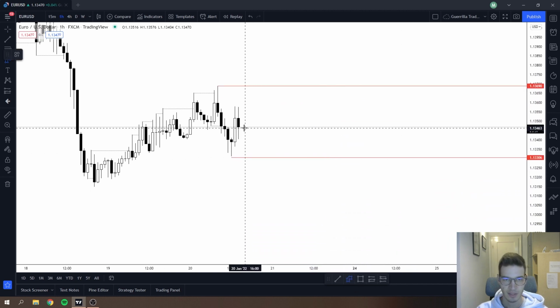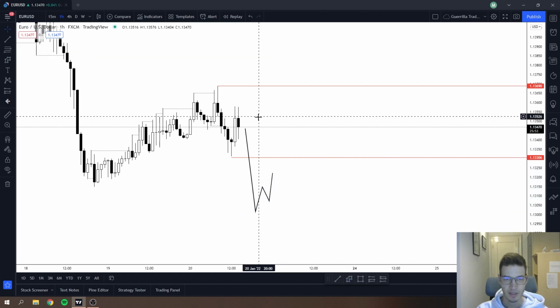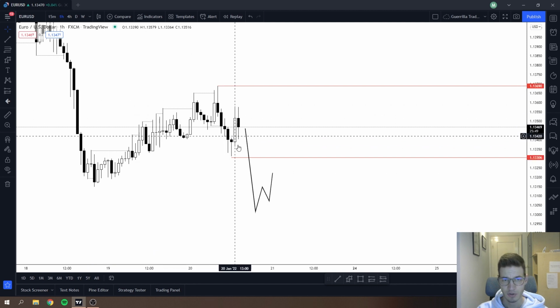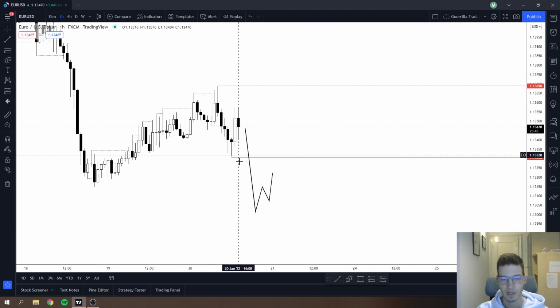Or I would like to see a nice big impulse to the downside. I would look for a trade, and this would be high probability because we are coming from an ascending structure, and I know when I see an ascending structure it is high probability that we will move to the downside.